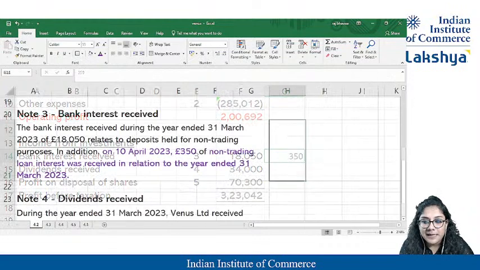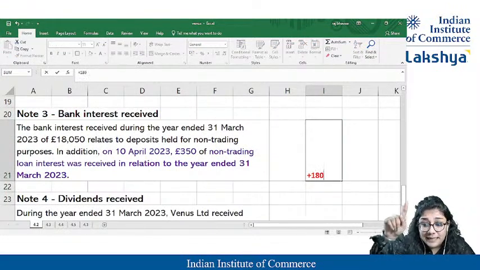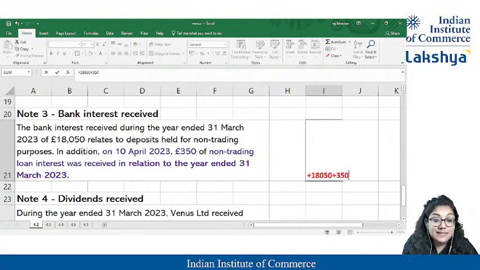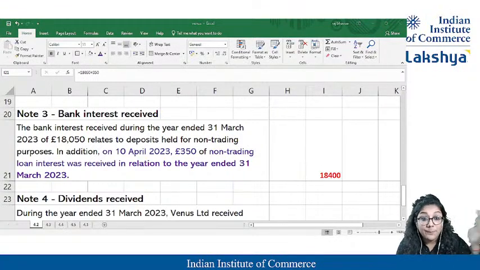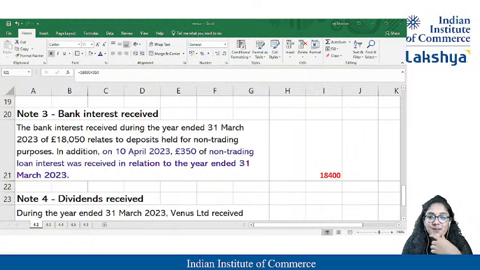Ma'am, is it relating to this current period? Yes, guys, it's relating to this period. Along with that, that's 350. No matter you got it later, but still it is relating to our period. So please reduce it. Okay, got it.